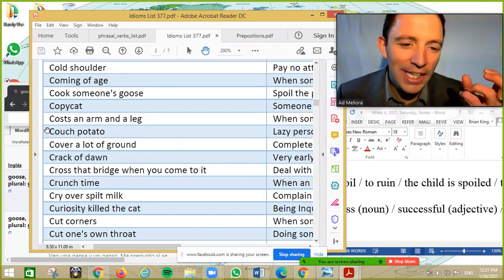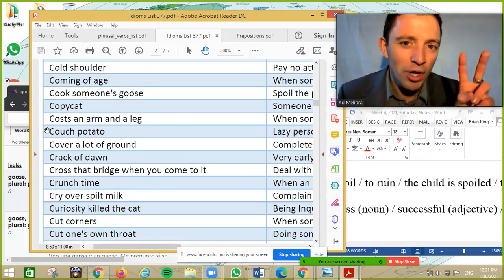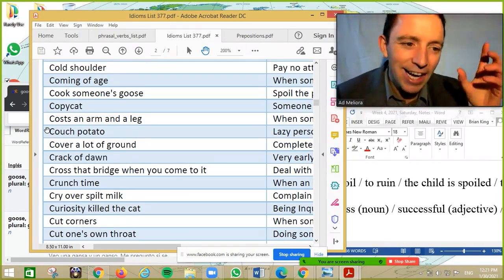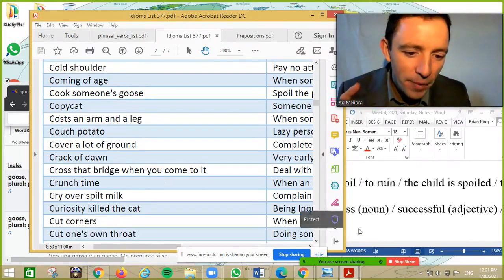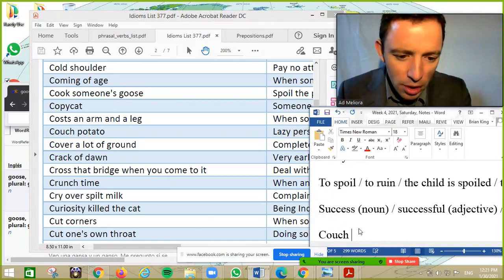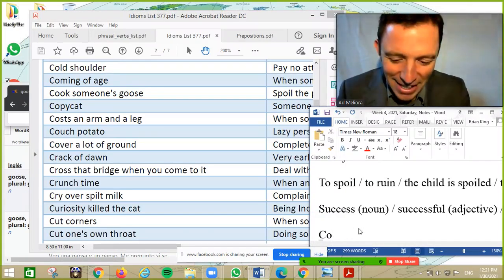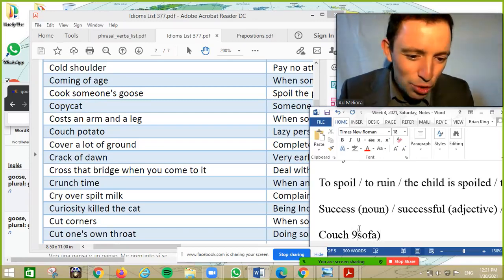So the couch is the sofa. In English we have two words for the sofa. One is sofa and the second is the couch. So the pronunciation is important. Different word completely, okay? Coach and couch. Okay, so the first word is sofa. So the couch is the sofa. Pronunciation couch.